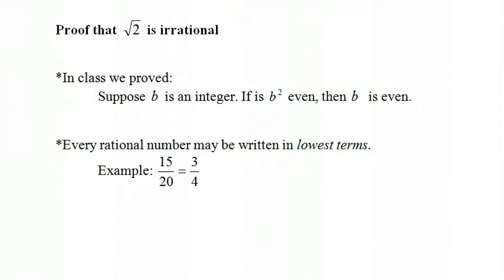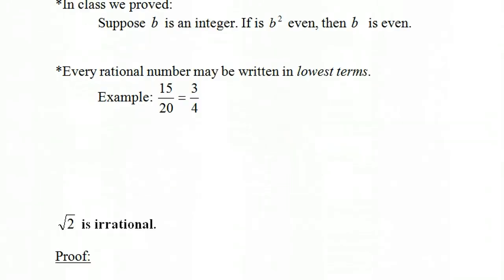Now, one thing that we're also going to use is that every rational number can be written in lowest terms. So, for example, 15 over 20 is certainly a rational number, but it's not in lowest terms. Lowest terms would be 3/4. So that's a fact we're going to assume: every rational number can be written in lowest terms.